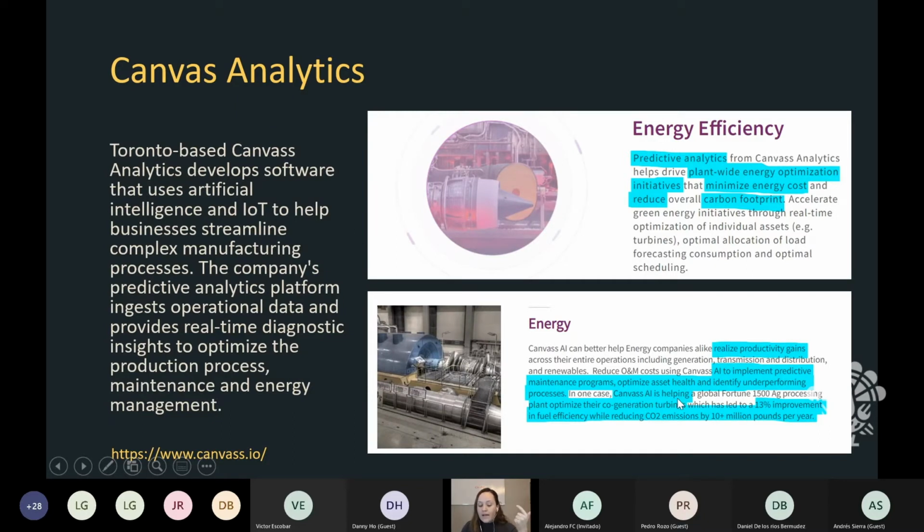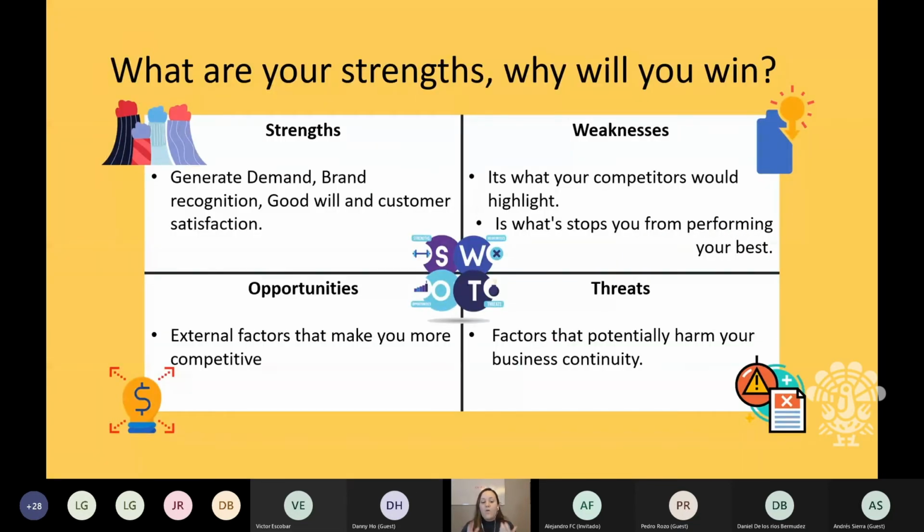But they also, AI is helping companies reduce, like as they say here, they improve 13% of their fuel efficiency while reducing their CO2 emissions. So as you can see here in this particular example for Canvass Analytics, that's how they define their products. That's how they define the value proposition, what they do as a company, and how with facts they can bring more clients or increase their customer base. All right. So how will you win?